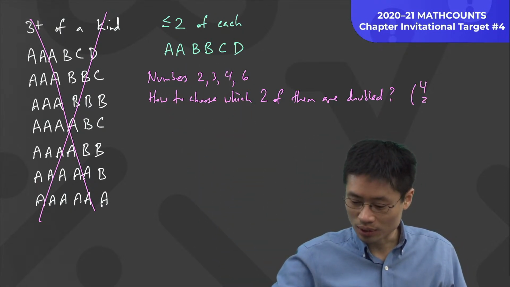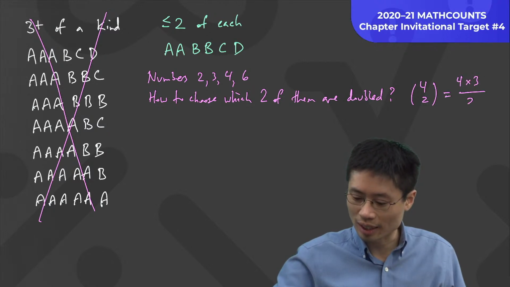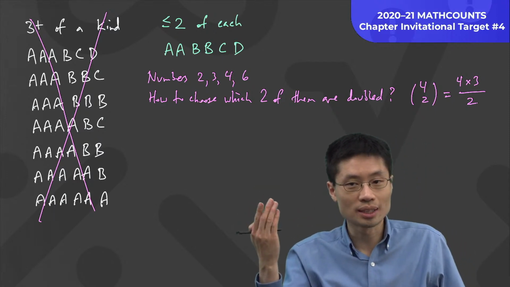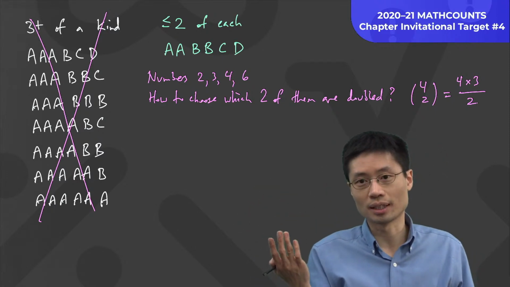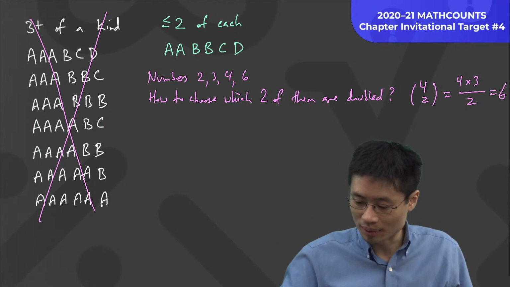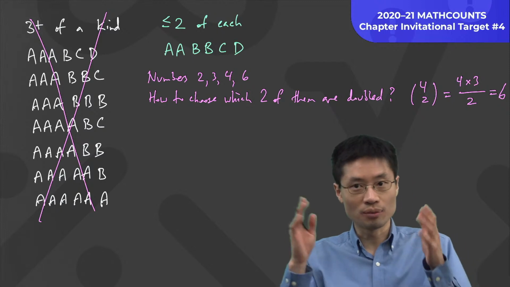Well, 4 choose 2, which is 4 ways to choose the first one, 3 ways to choose the second one, divided by 2 ways, because if I chose the 4 as the first one and the 3 as the second one, that's the same thing as if I chose 3 as the first one and 4 as the second one. So that's equal to 2 times 3, which is 6. So now that's the number of ways I can decide.